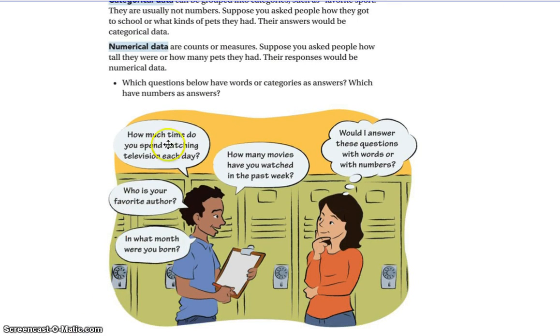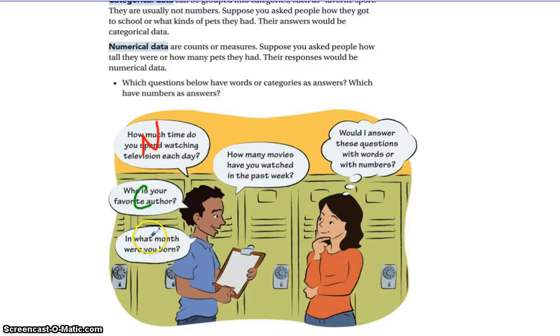It says, how much time do you spend watching the television each day? This is an example of numerical data because we're going to give a number of hours or a number of minutes. Who is your favorite author? This one is going to be categorical because we're going to be responding with a name. Now, we can take those names and get numbers of people that like a certain author, but for the most part, your answer is going to be in word form.